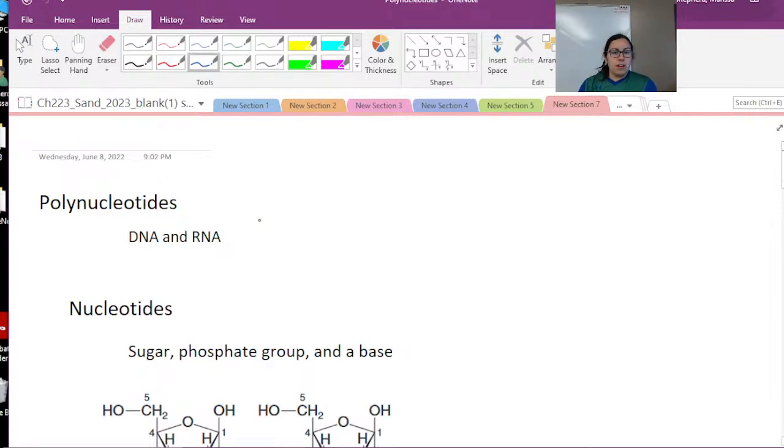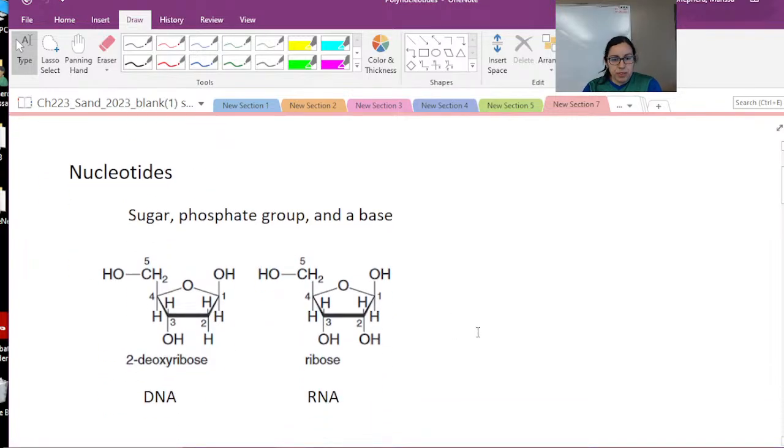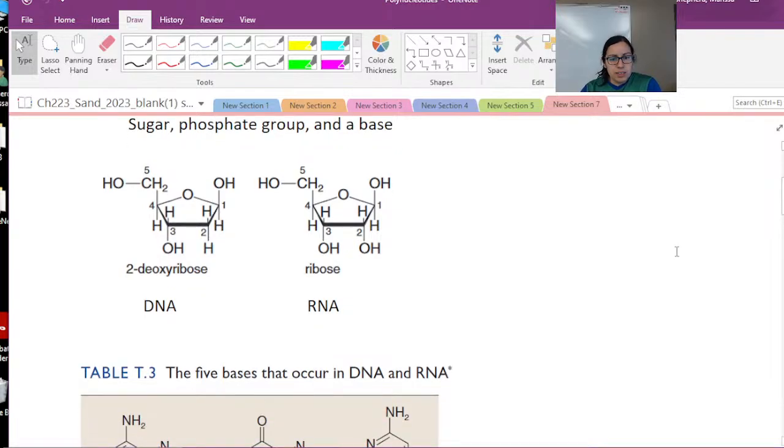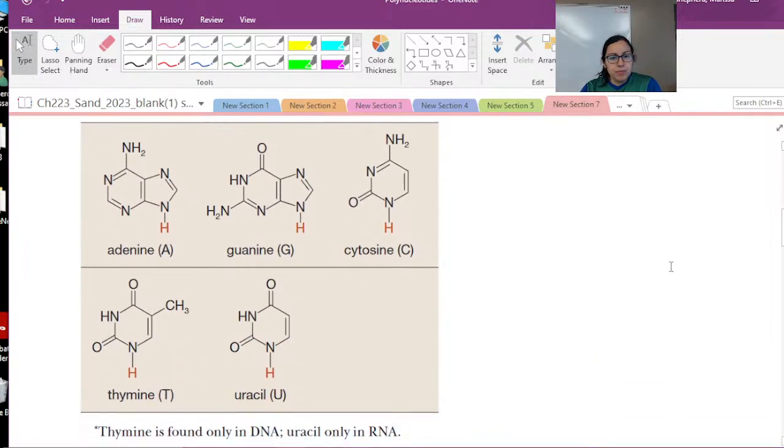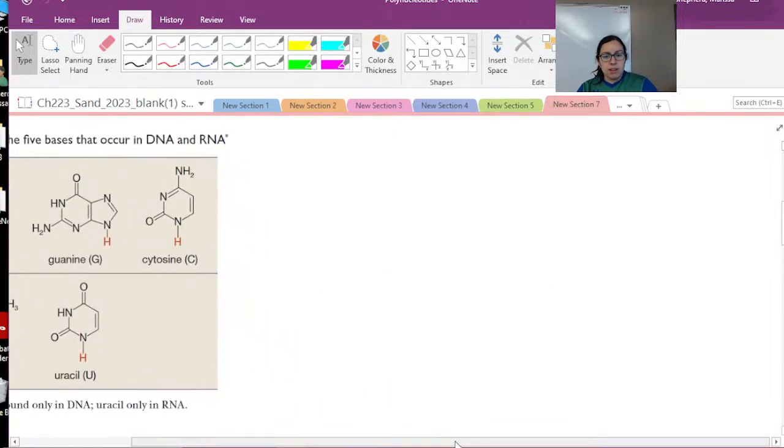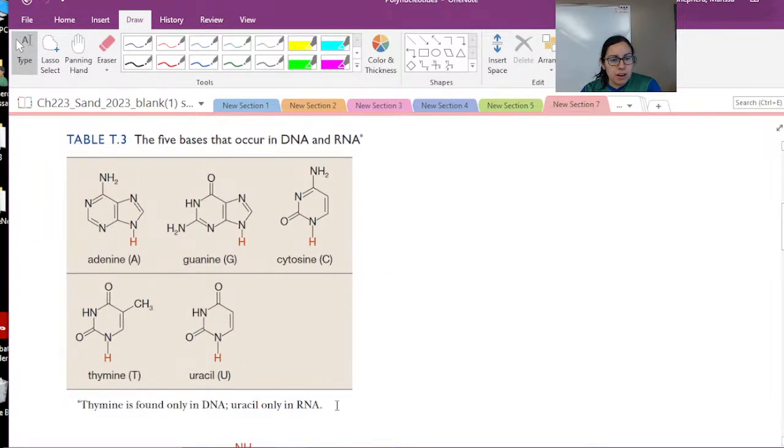And so, of course, other important polymers are RNA and DNA. So these would be our polynucleotides, right? So made up of different nucleotides. And so our nucleotide is just our sugar, and then a phosphate group, and our base. So there's our DNA and RNA. And then, of course, we have 5 bases that occur in DNA and RNA.